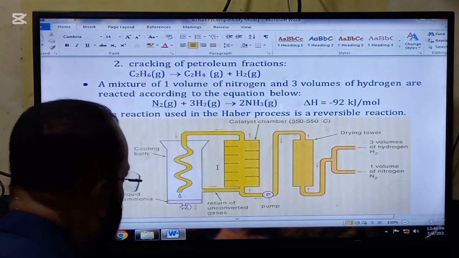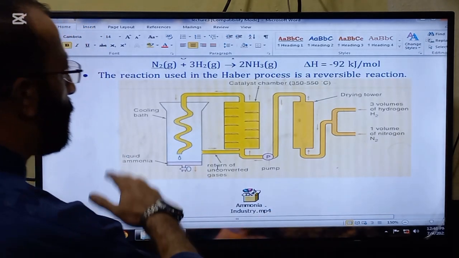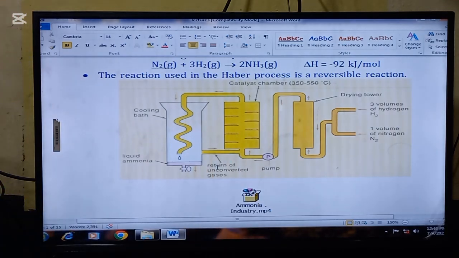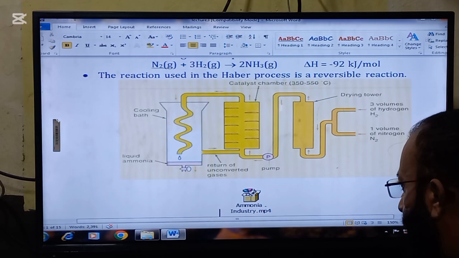So this is a diagram which is actually showing the industrial manufacture of the ammonia. So here is a video that will make your concepts more clear.